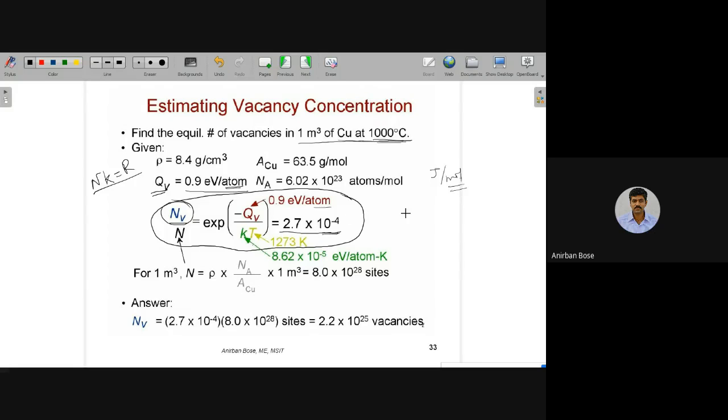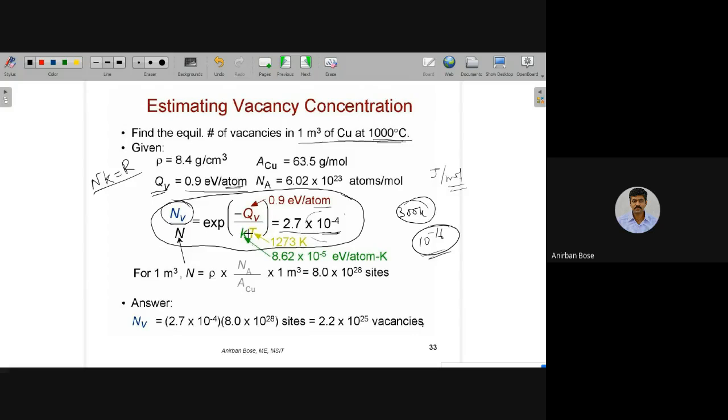But if you go to room temperature, maybe 300 Kelvin, and you put the value of 300 Kelvin here instead of 1273, you will find this order will change to the order of 10 to the power minus 16. So such a small fraction is actually present as a defect, in the order of 10 to the power minus 16. Close to the melting point, you get a larger fraction of defects, in the order of this.